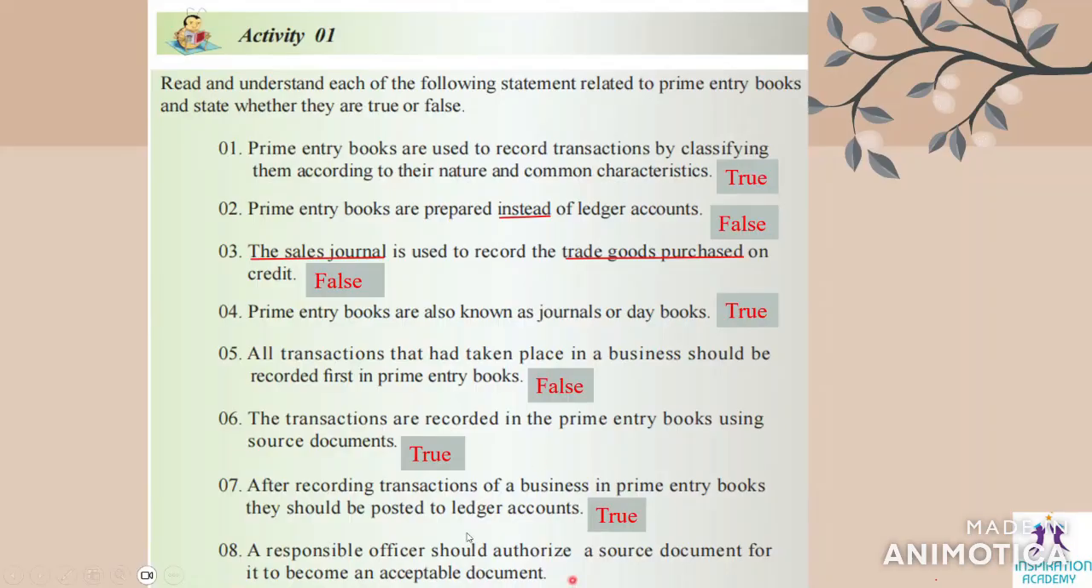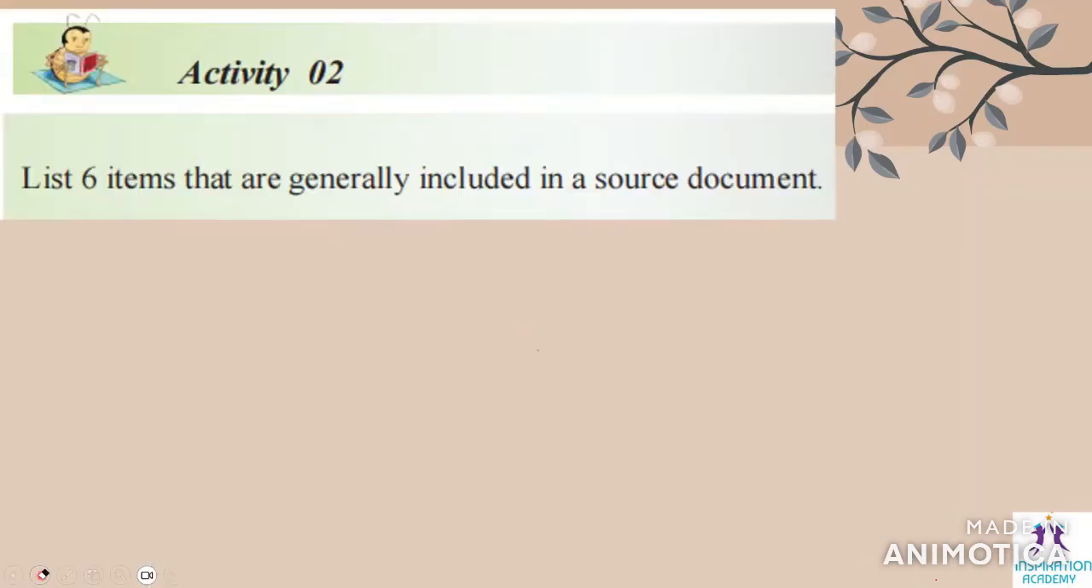A responsible officer should authorize a source document for it to become an acceptable document. Yeah, that is also true. It should be authorized to become an acceptable document. That is also true. Moving on to the second exercise: items that are generally included in a source document.